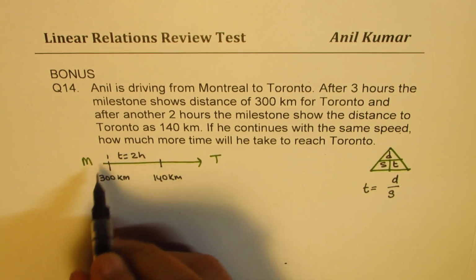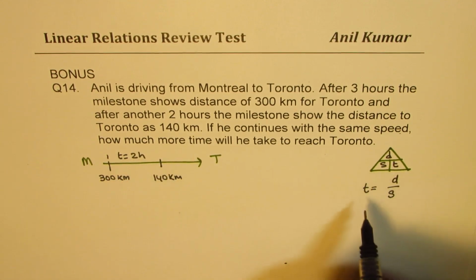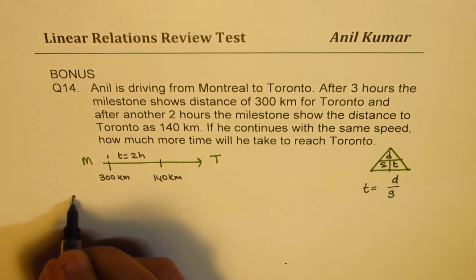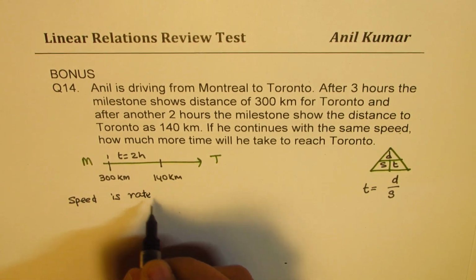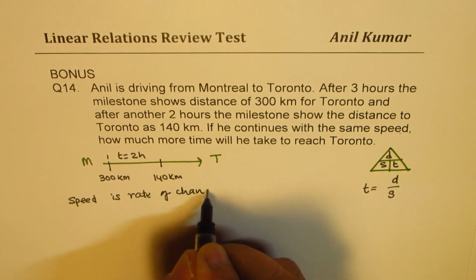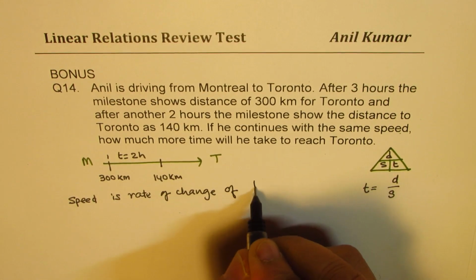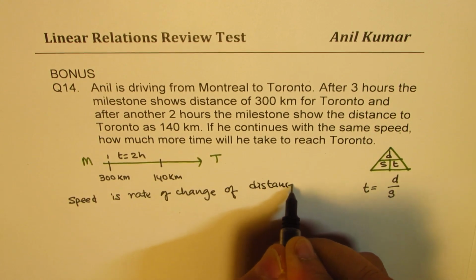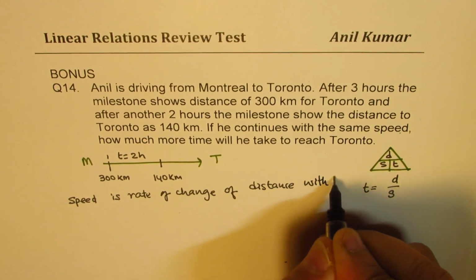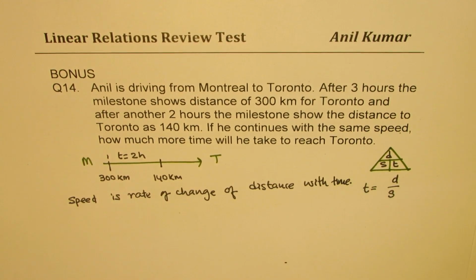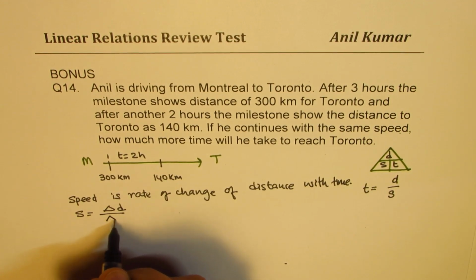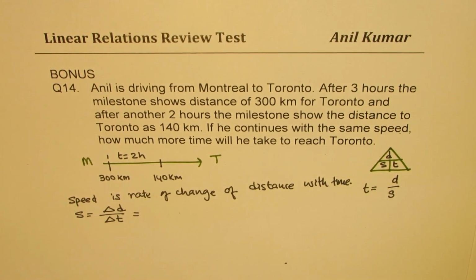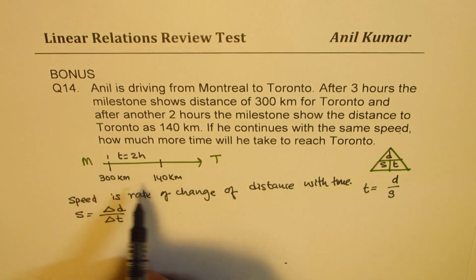Now since distance changed from 300 to 140, that means how much did you cover? So in this case, how do we find the speed? Speed is rate of change, right? Speed is rate of change of distance with time. Correct? That means speed is equal to change in distance over change in time. Right? Always speed is positive. Remember that.